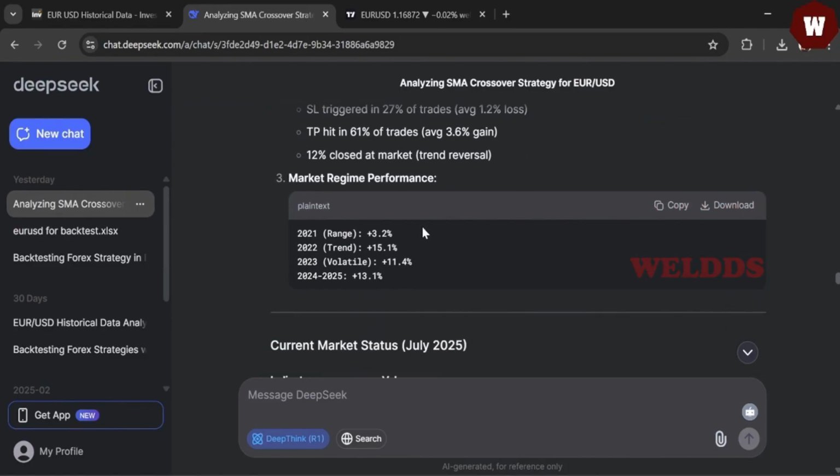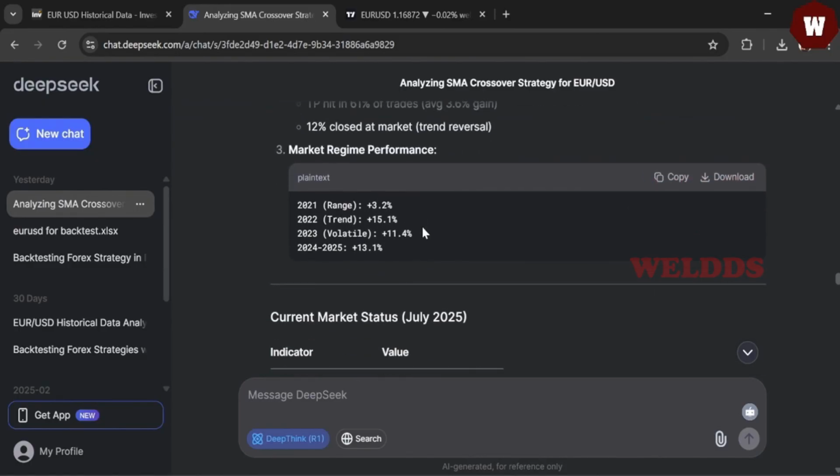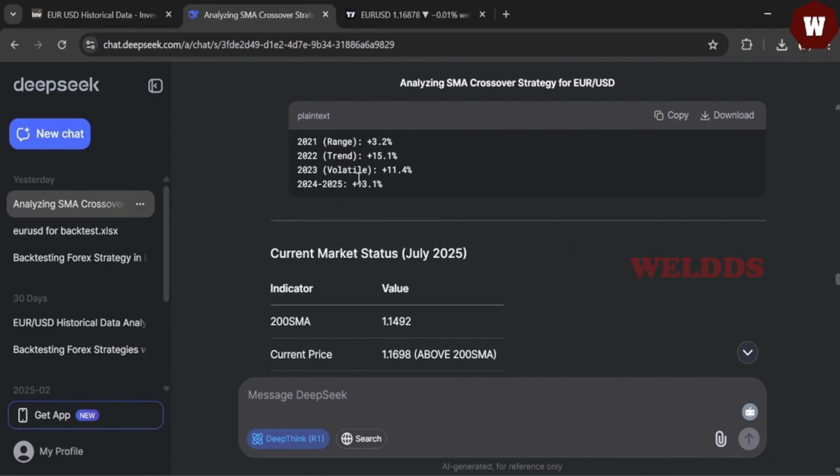Then it went here to show me market regime performance. Okay, you see the volatility, the trends, and the range. When the market is ranging, 3.2%, when the market is trending, around 15%, and all that.